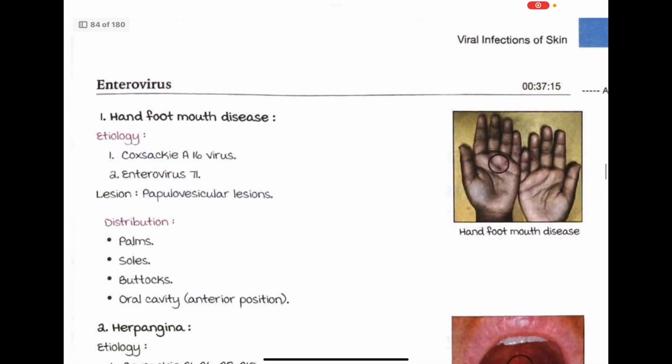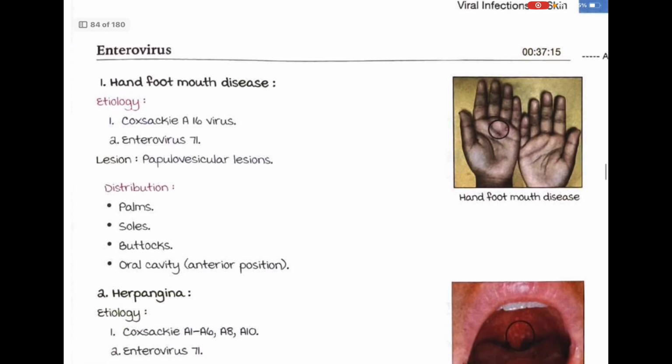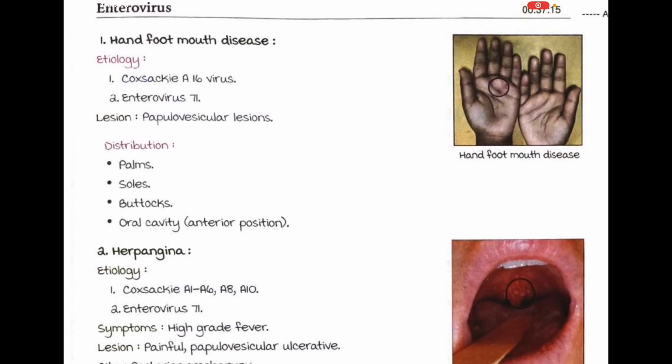Enterovirus, hand, foot, mouth disease. So very commonly seen in OPD. It's in children basically, and you just have to wear gloves and mask while being with them. It's very contagious. Self-limiting disease. Hand, foot, mouth disease: Coxsackie A16 virus, Enterovirus 71. Lesion: papulovesicular lesions. Distribution: palms, soles, buttock, oral cavity, anterior portion.